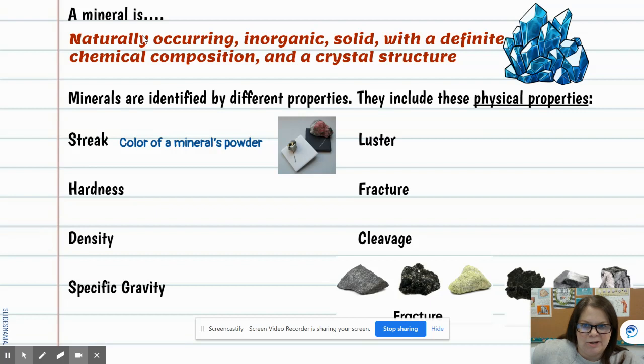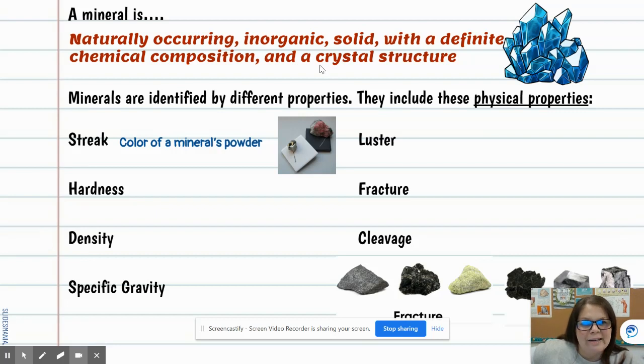It needs to be naturally occurring, so you can find it out in the world. Inorganic means it was not and never was alive. It has to be a solid. It needs to have a definite chemical composition, so it's the same chemical formula and makeup every time. And it has a crystal structure, so it's made out of crystals.